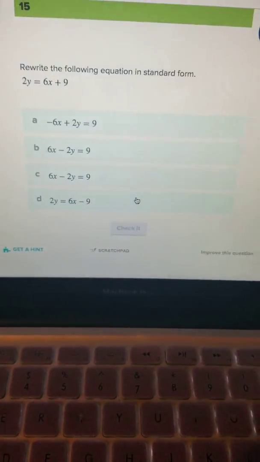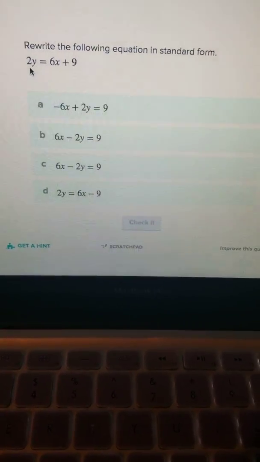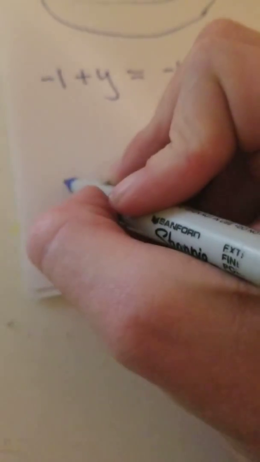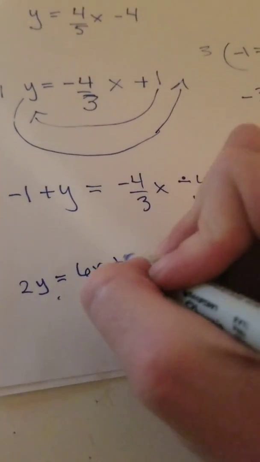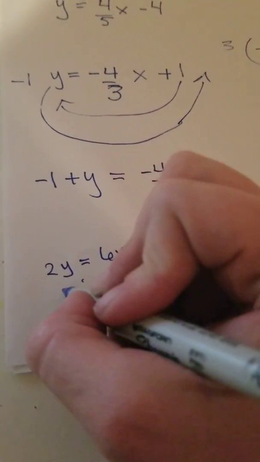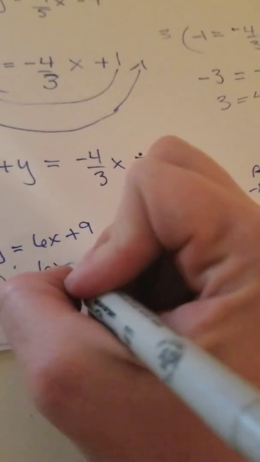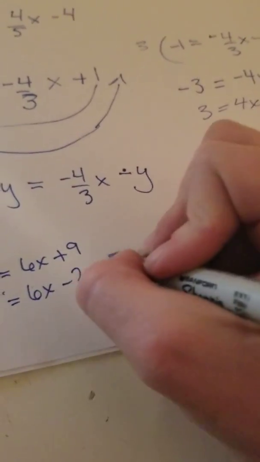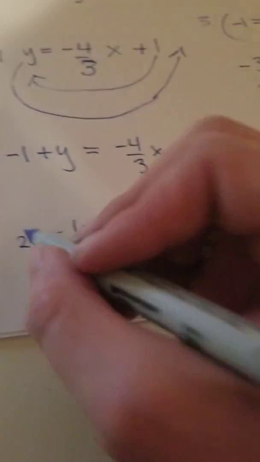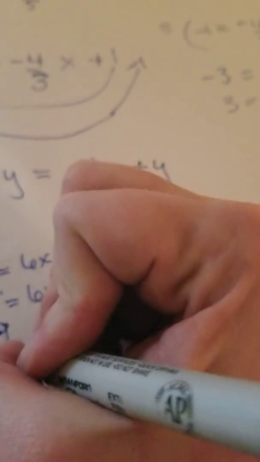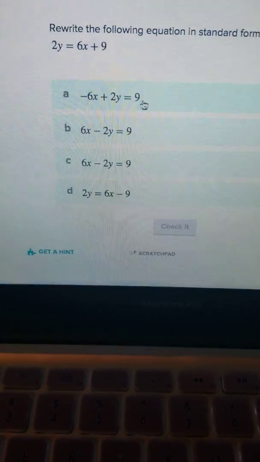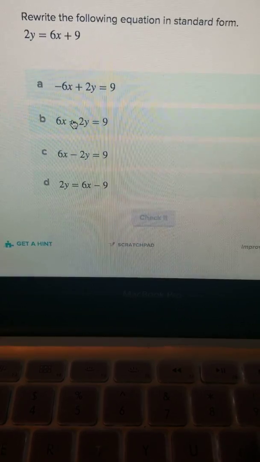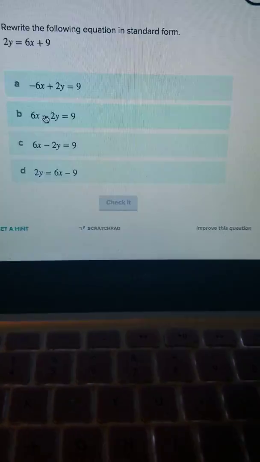All right, rewrite the equation in standard form. So I need to minus 2y to bring it over here. Running out of room. 2y equals 6x plus 9. Got to subtract the 2y to bring it over here. So I'll have 0 equals 6x minus 2y plus 9. But I need to bring that 9 over here. So that'll become negative 9 equals 6x minus 2y. Negative 9 equals 6x minus 2y, negative 9.